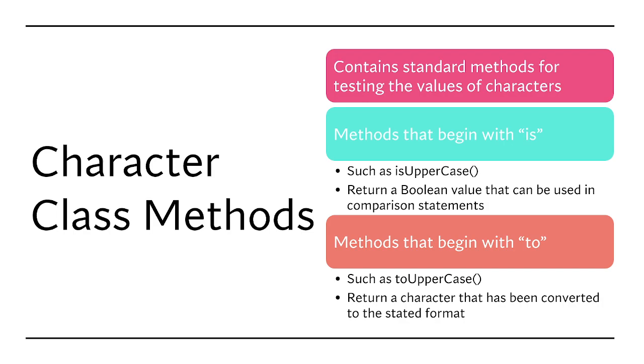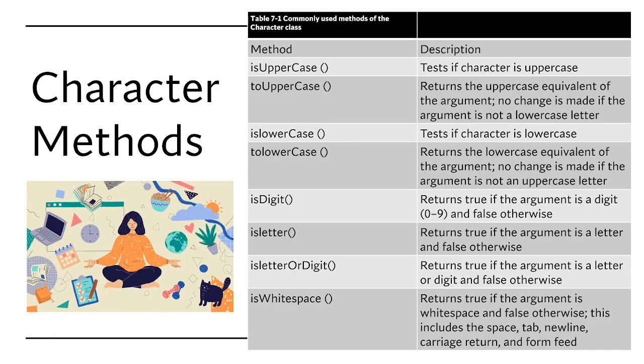And I'll show you a whole bunch of those Character class methods right here. The isUpperCase test checks if a character is uppercase. toUpperCase changes it. There's isLowerCase, toLowerCase. There's isDigit. There's isLetter. There's isLetterOrDigit. And there's isWhitespace. If I wanted to find out if a character was a special character, I would say is not letter or digit and is not white space. And that's going to return special characters.